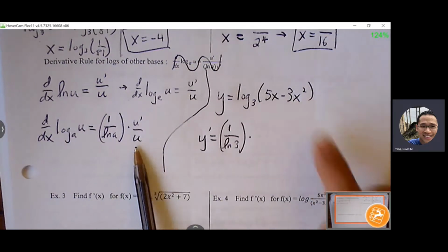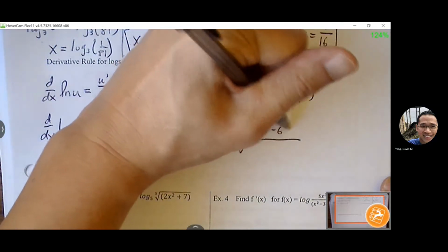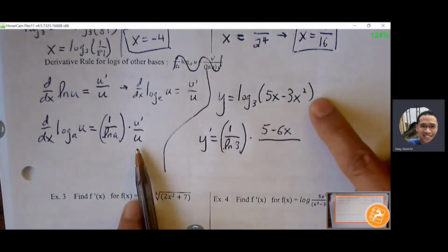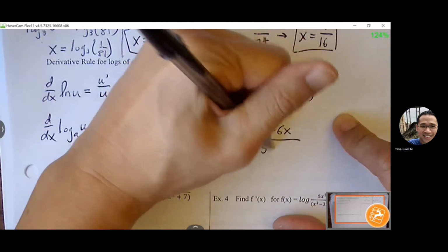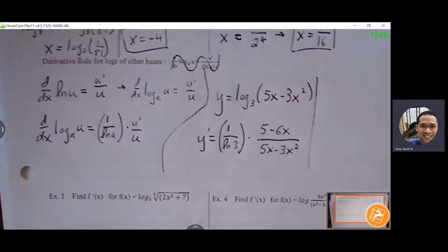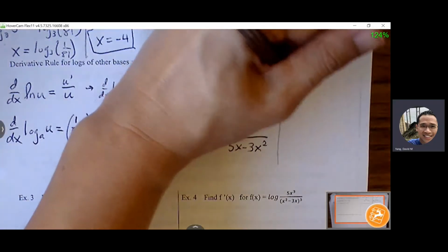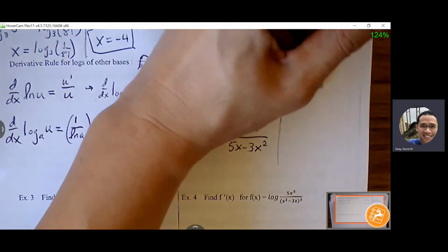U prime over u. What's u prime? 5 minus 6, divided by 5x. Now your derivative rule will feel a little messier, but it's okay. You can leave it in that messiness. I just ask that maybe we can just get into one fraction, okay? But you don't have to do a whole lot of work once you find the derivative.